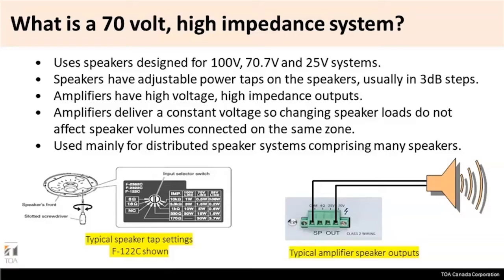You could change the tap from maybe 1 watt to 2 watts, in increments. Usually when you change the tapping, you get an additional 3 dB, the decibel variant that is audible for a human ear to understand that there has been a volume change. So once you change the tap, you can increase the volume usually in steps of 3 dB, right? And amplifiers have high voltage and high impedance outputs in this case.